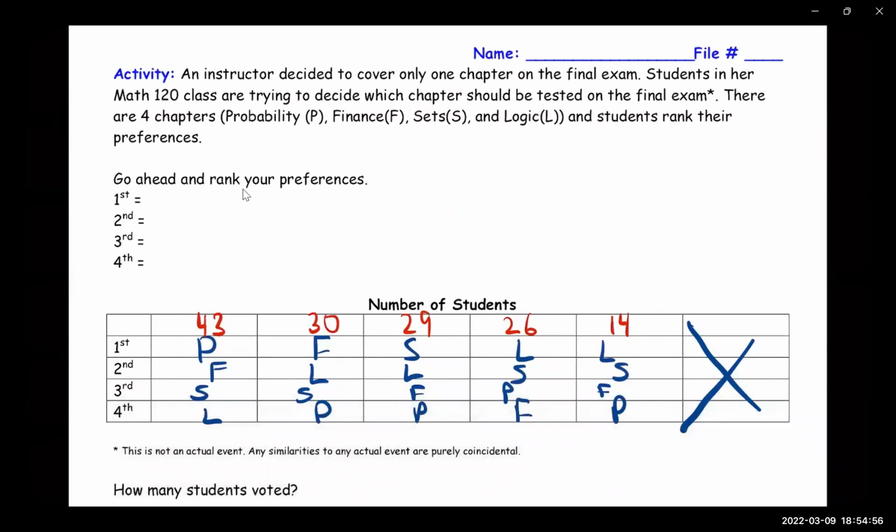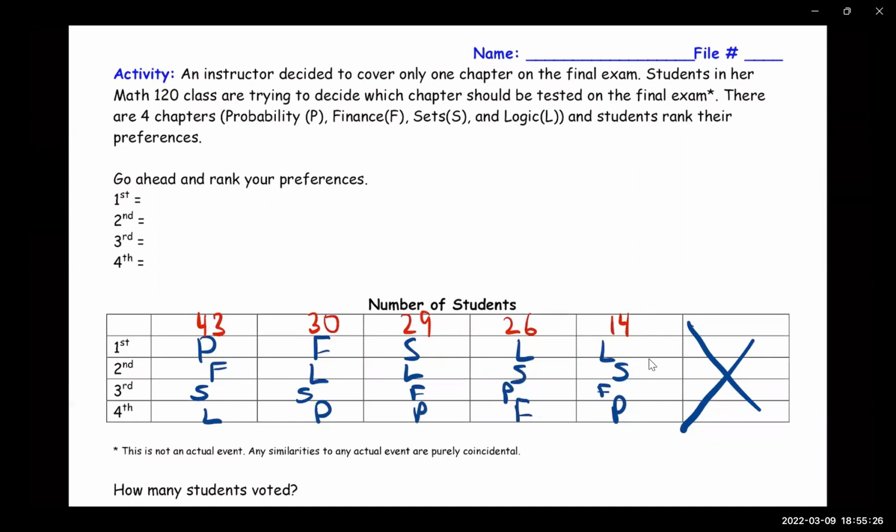Each of you are supposed to write what you would prefer, your number 1, and then rank these 4 topics from first to fourth, but we're just going to skip that because we only have 7 students, so it's not going to be interesting. So I just made up the numbers. I'm saying that 43 students wanted probability first, finance second, sets third, logic fourth, and then 30 students wanted a different order, 29 wanted another order, and so on.